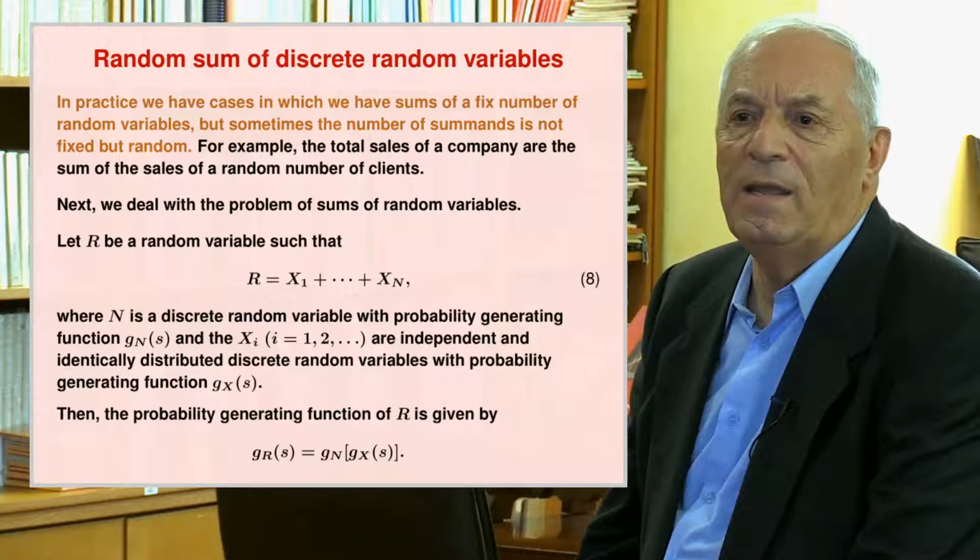Let R be a random variable such that it is the sum of n random variables, with n a random variable too, as indicated in expression 8, where n is a discrete random variable with probability generating function g sub n, and the x sub i, with i ranging from 1 to n, are independent and identically distributed discrete random variables with probability generating function g sub x. Then the probability generating function of R is given by the expression at the bottom of the slide. This is a well-known result from probability theory.